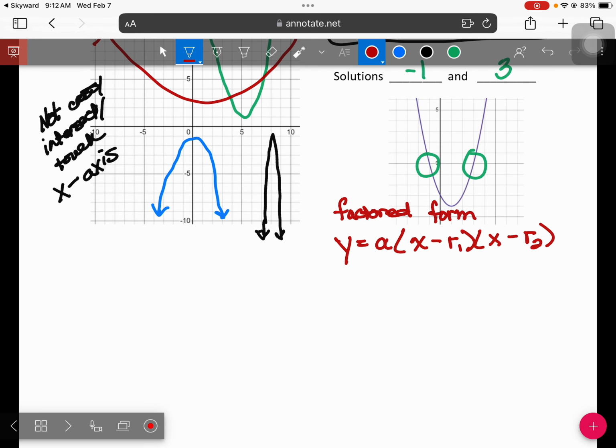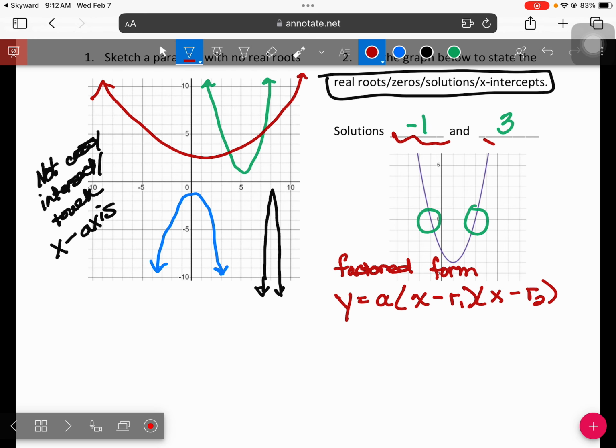Now, if my roots here are -1 and 3, because this is subtracting, you need to think of the opposite. So let's say I said that this a value here was equal to either +1 or -1. Which would it be in this case? Alexandra? Would my a value be +1 or -1 here? Thank you, Alexandra, the ventriloquist. Yes, it is +1 because it is opening up, right?